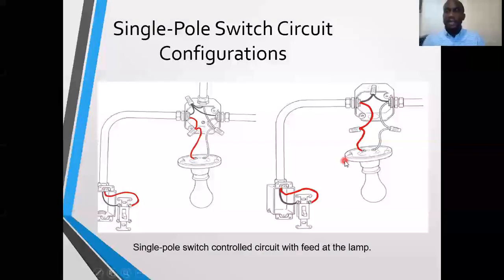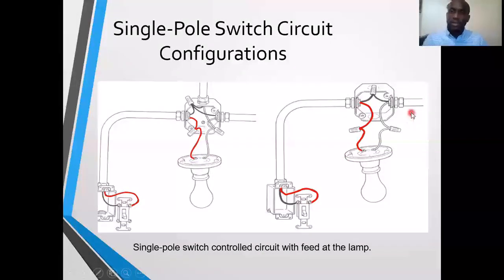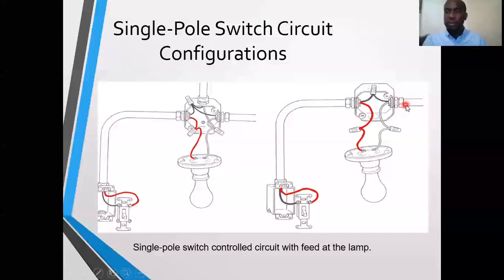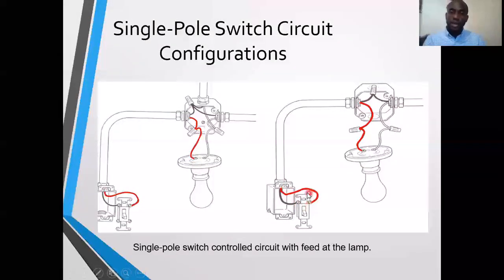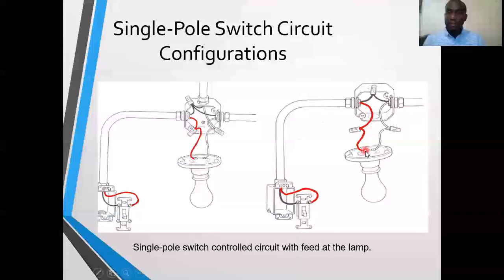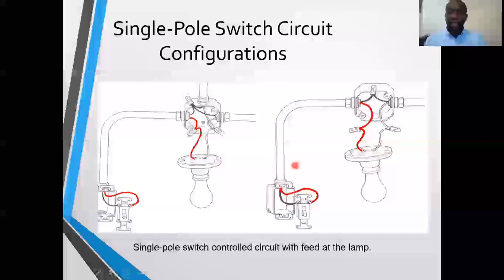On the right side, we recognize that the source is coming from still the lamp, but only one pipe, where we just send the neutral directly to the lamp. We send the hot black directly to the switch, and then from the switch, we send the red switch feed back to the lamp. And that's how it is connected to a single lamp.